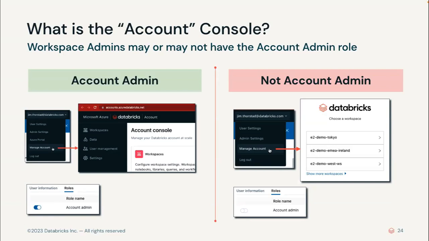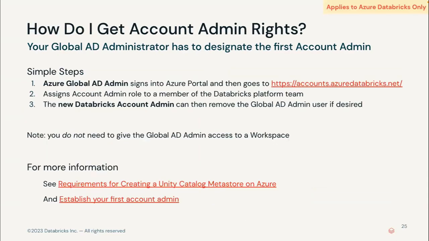So the question might be, how do you become an account admin if you can't even get to the console to do it? The way you do it is you get your global AD admin to give you 5 minutes of their time. You're going to ask them to sign into the Azure portal and then go to that URL I show, accounts.azuredatabricks.net. We will then automatically provision them into the account console as a Databricks admin.